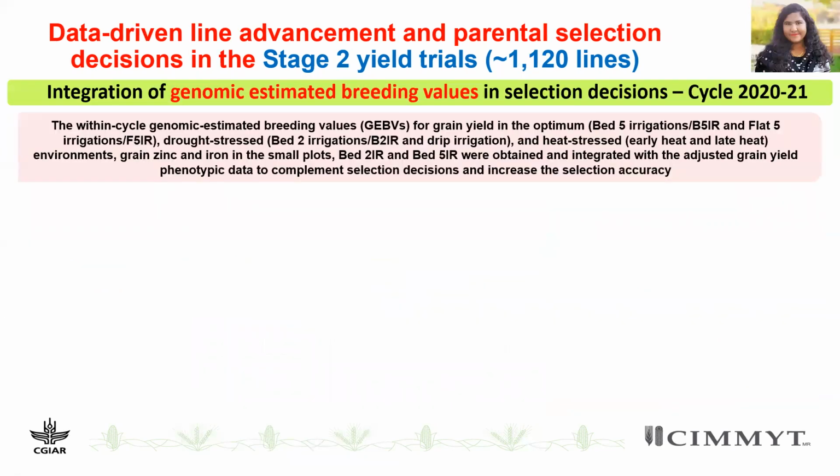And the next, we move on to the stage 2 yield trials, which have about 1,120 lines. And here we integrate genomic estimated breeding values as selection decisions.